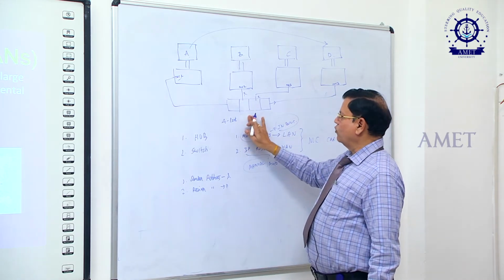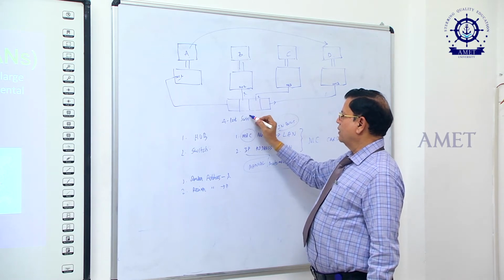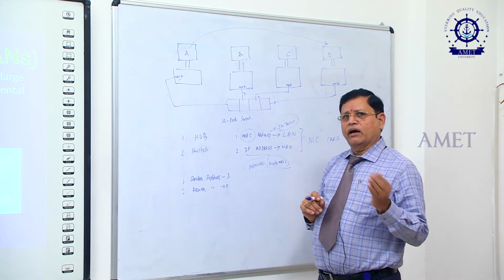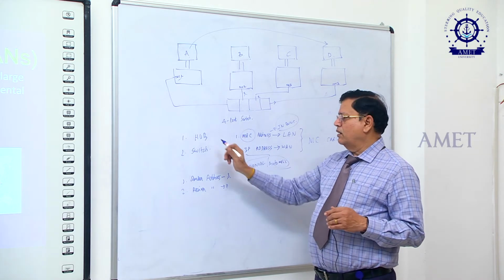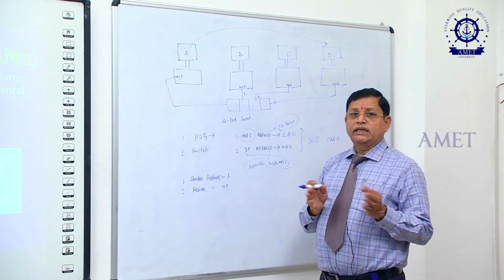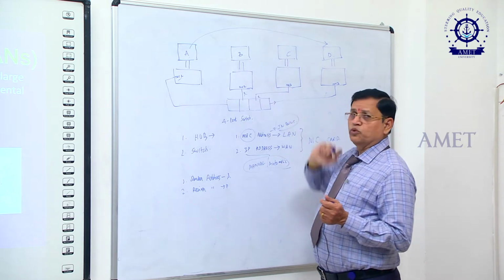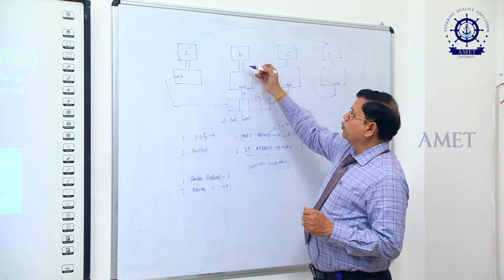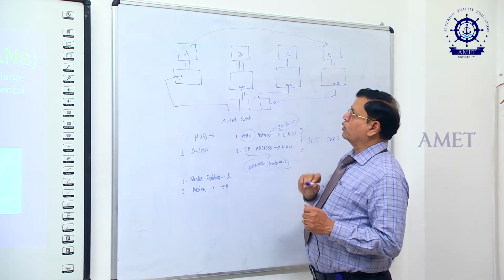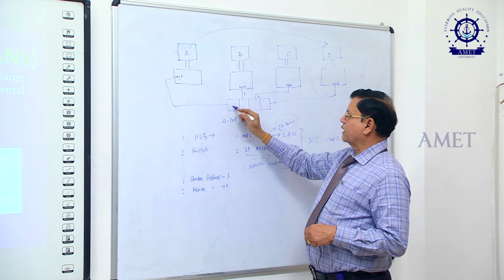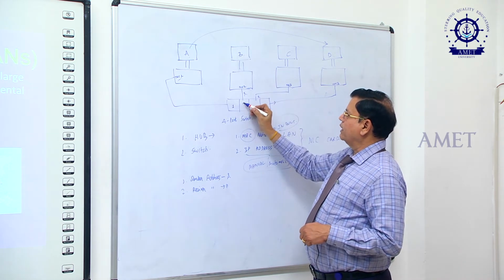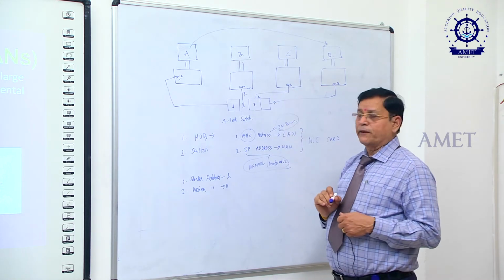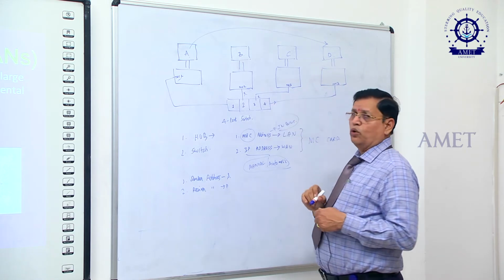Now, we replace this 4 port hub with a switch and see how it works. The main difference between a hub and a switch is that a hub is a broadcasting device. It does not know which machine is connected to which port, whereas a switch is an intelligent device which knows which machine is connected to which port. For example, machine A is connected to port 1, machine B to port 2, C to port 3 and D to port 4.